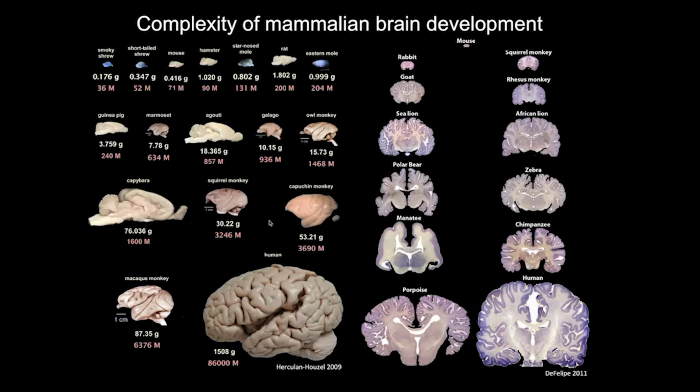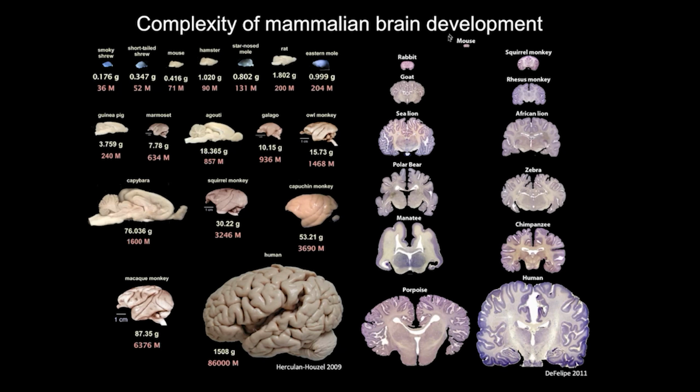Just to give you a relative comparison, this is the human brain. Everything here is to scale, so you can see the progression of brain size and complexity along the evolutionary chain, both in terms of side views over here on the left and coronal sections through the brains of various species over here on the right.